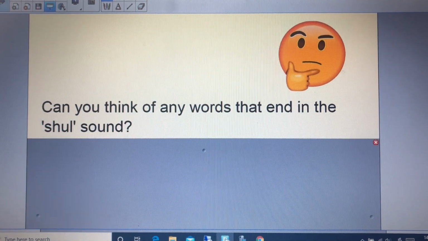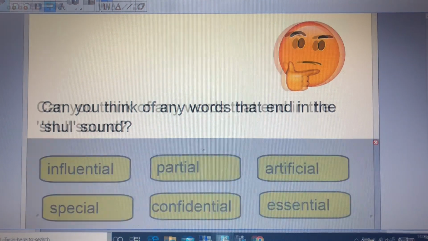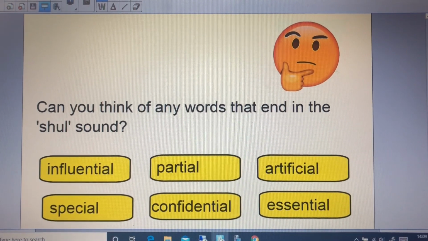Before I tell you any more, can you write down on a piece of paper any words that end in the shul sound, and let's see how many you can think of. Okay, so here are some examples of words ending in the shul sound. You may have some of these words on your list, or you might have some different ones, but let's go through these for now. So, influential, partial, artificial, special, confidential, essential. All of these words end in the shul sound, but what do you notice about the shul sound? Pause the video now and just have a think.